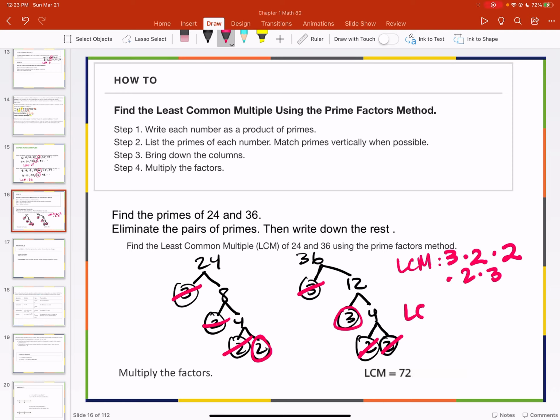So if I was to multiply all this out, I get 6 times 2, 12, 24 times 3, which is 72. So the LCM is 72.